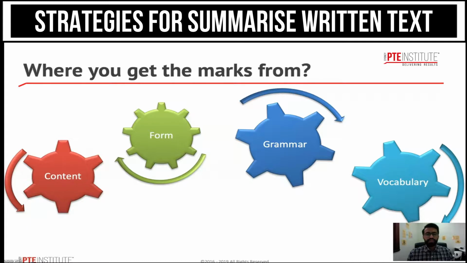And finally, you will get the marks for vocabulary if your sentence has a variety of vocabulary, if you have not copied the exact words from the passage, and if you have used synonyms or you have relied on your own personal vocabulary. So these 4 things get you the marks for summarized written text, and in total there are 7 marks that you can get from every summary that you do.